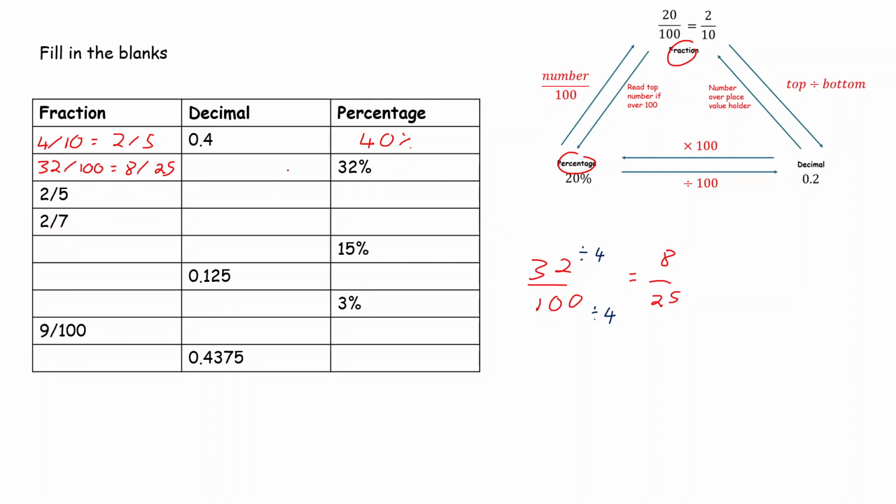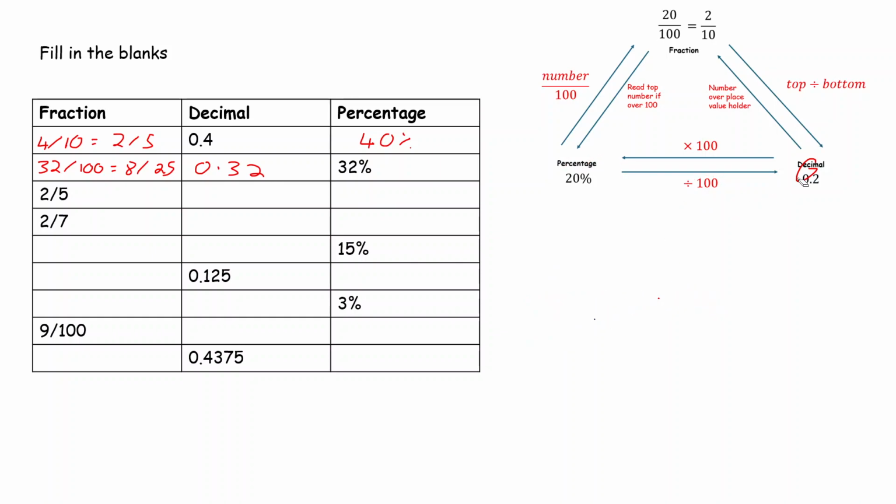Now, to get 32% into a decimal, or 8 and 25ths into a decimal, there are different ways that you can do this. Probably the way that I would do this is, if we're going to go from a percentage to a decimal, we just divide your number by 100. So 32 percent divided by 100 simply gives you 0.32. So it's just going to be 0.32 in this one. Okay, good.